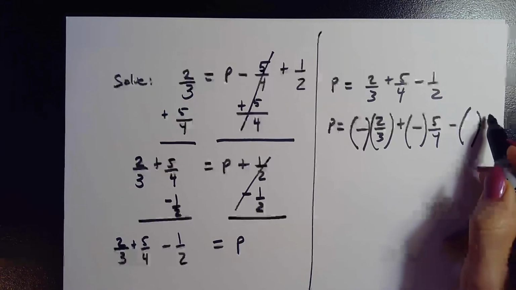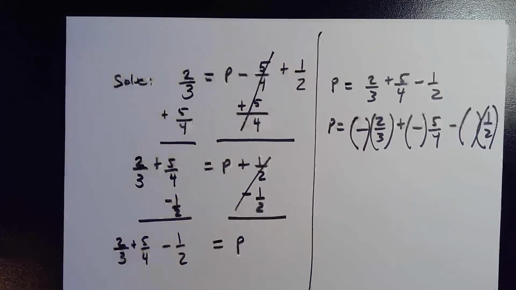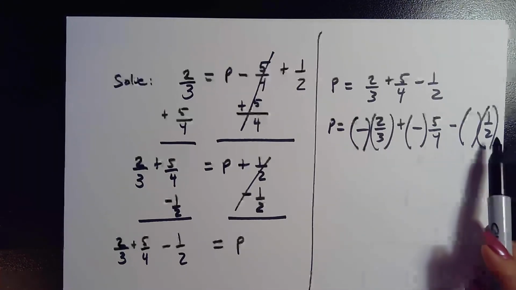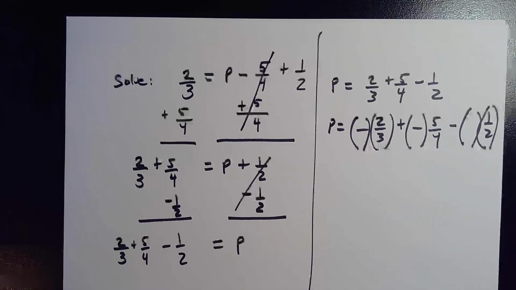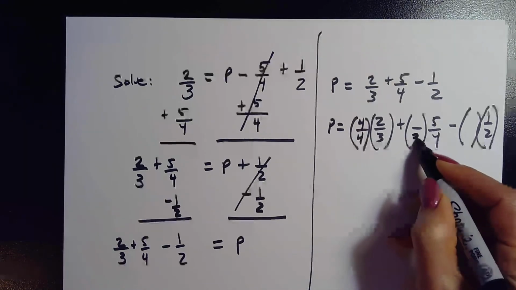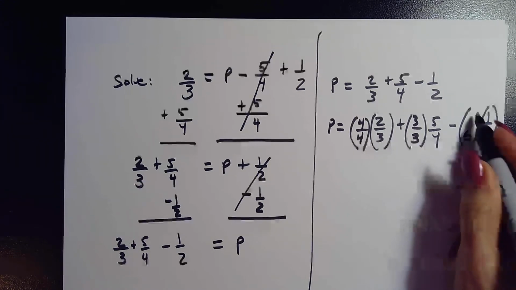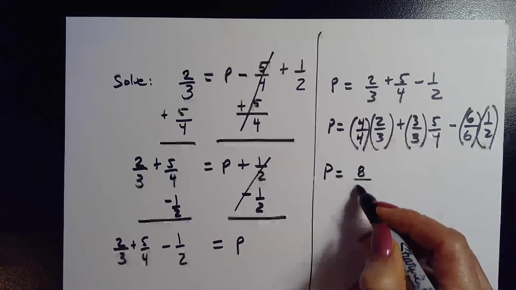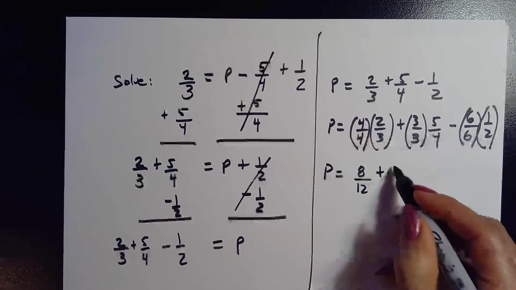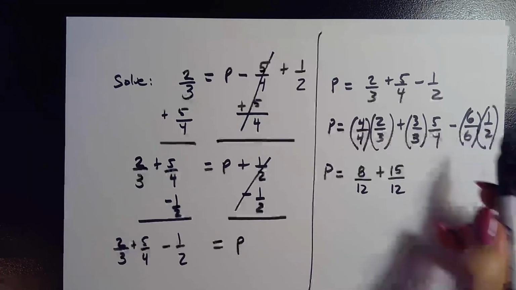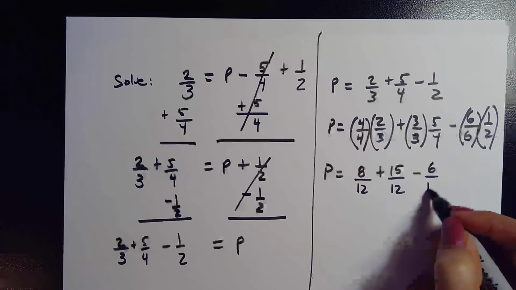Keep an eye on those signs, because sometimes, even the instructors, we make mistakes when we don't keep an eye on the signs. So 2/3, make sure you have everything, 5/4, and then the negative is there for the 1/2. So we're going to multiply this first fraction by 4, second fraction by 3, third fraction by 6. And so we get p equals 4 times 2, that's equal to 8 over 12, plus 3 times 5 is 15 over 12, because 3 times 4 equals 12. And 6 times 1 is 6, but you have the negative, so it's going to be negative 6 over 12.